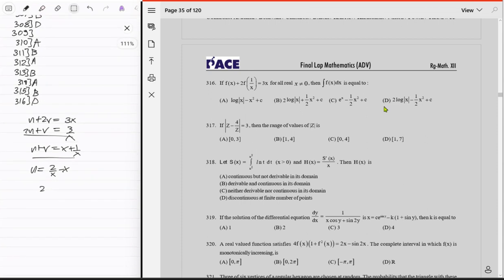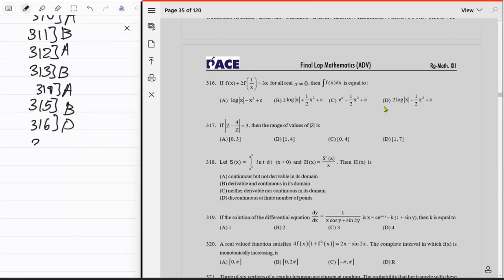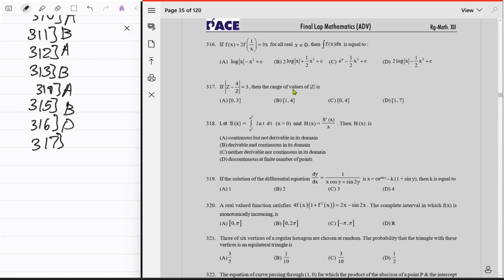317. Okay, if the magnitude of z minus 4 upon z is equal to 3, then the range of the values of |z| is... ठीक है. If z is equal to what?